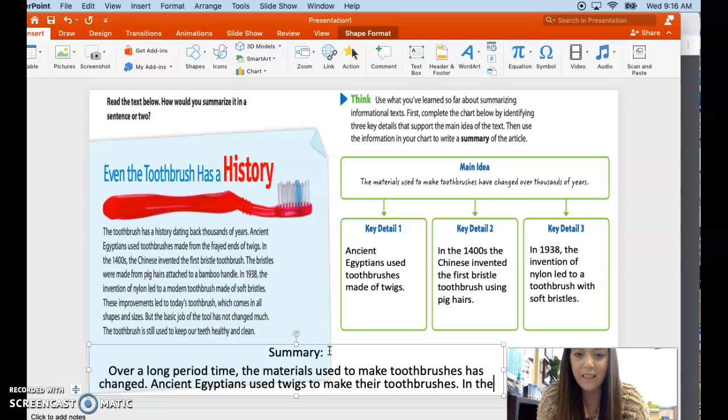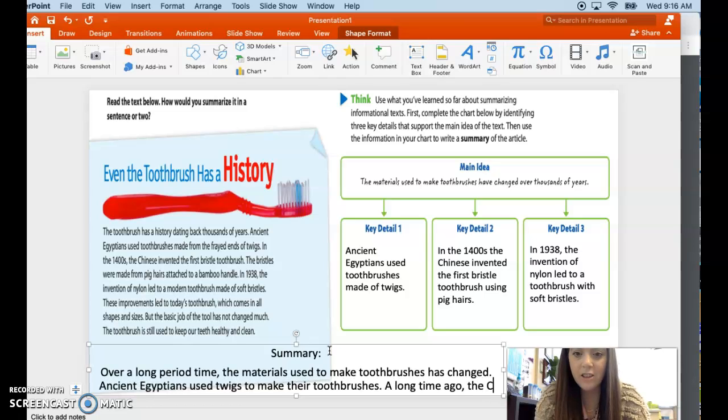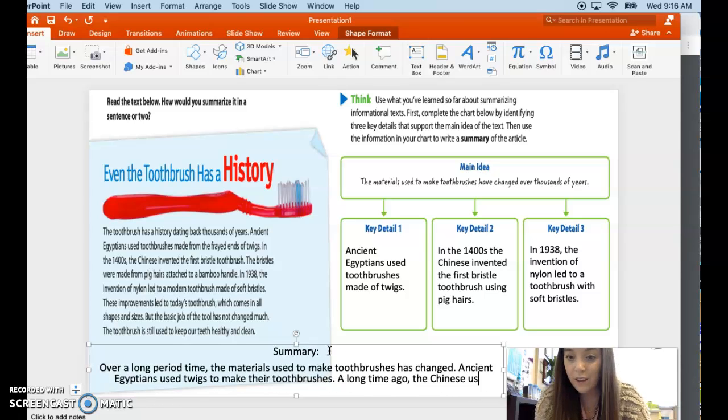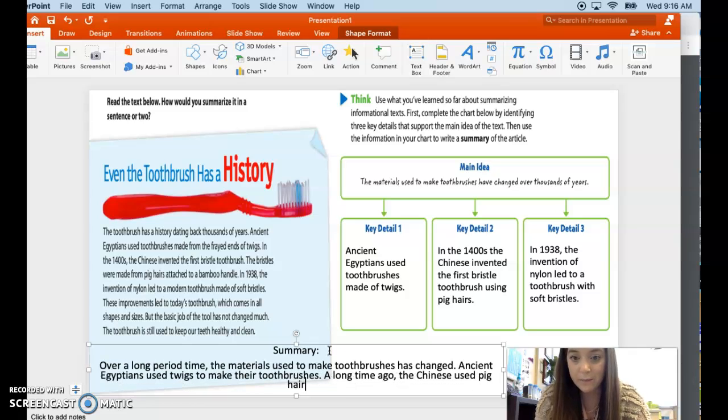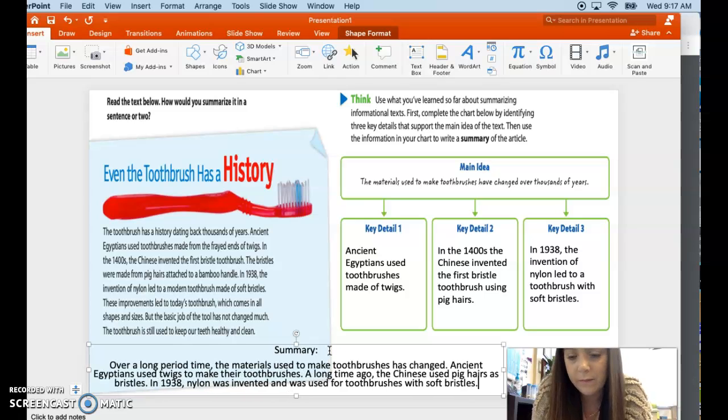A long time ago, the Chinese used pig hairs as bristles. In 1938, nylon was invented and was used for toothbrushes with soft bristles. All right, so here we've summarized the article, Every Toothbrush Has a History. We've shared just the most important parts.